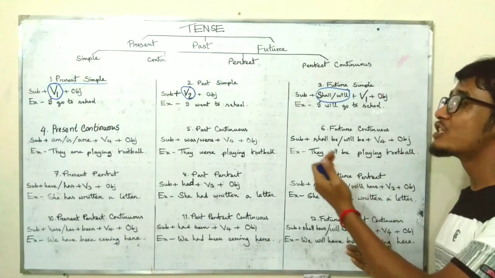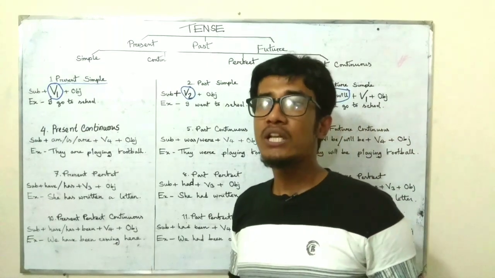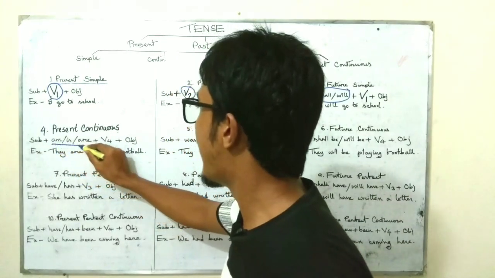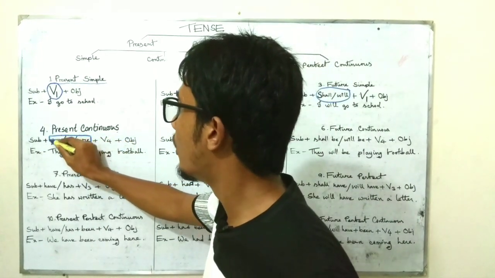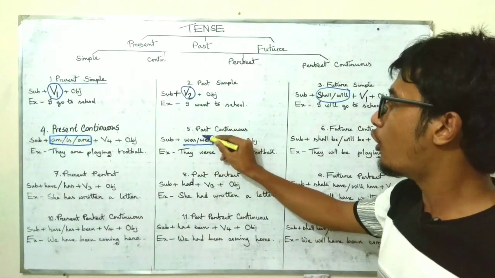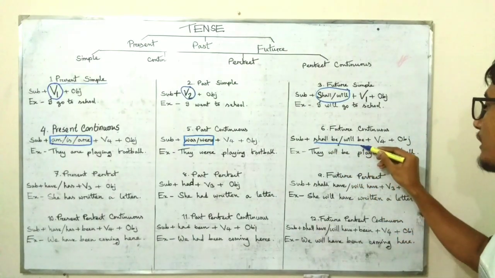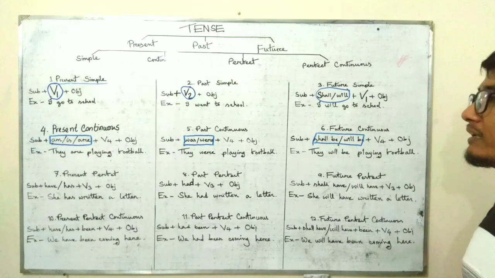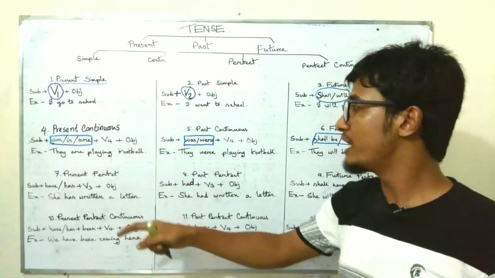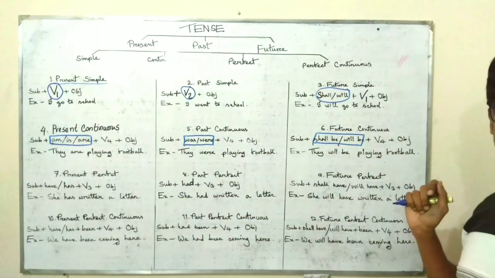So you see, the structure is quite similar. So where is the change? The change is in only auxiliary verbs, nowhere else. In present continuous, am or is or are. In past continuous, was or were. And in future continuous, shall be or will be. The remaining are almost the same. Subject before object, subject before object, and subject before object.